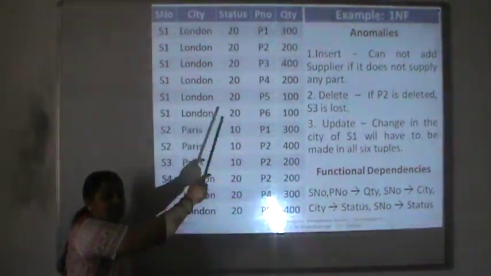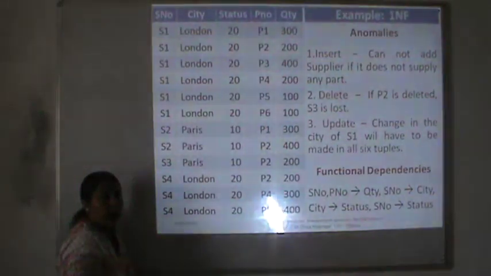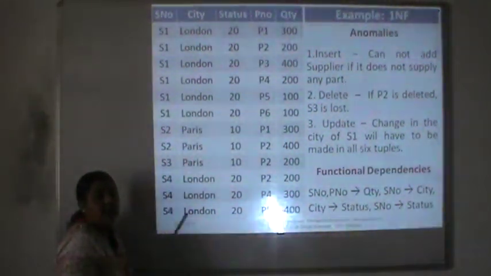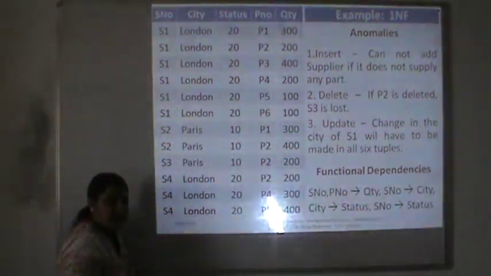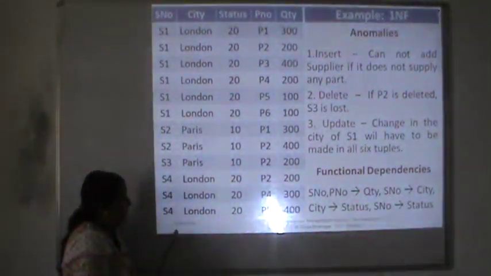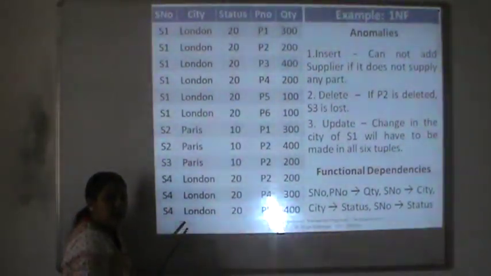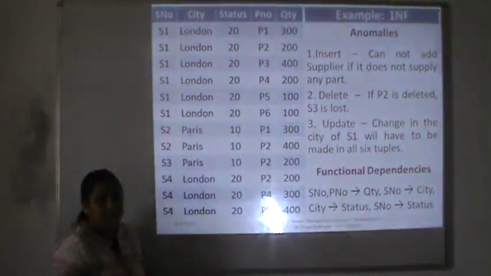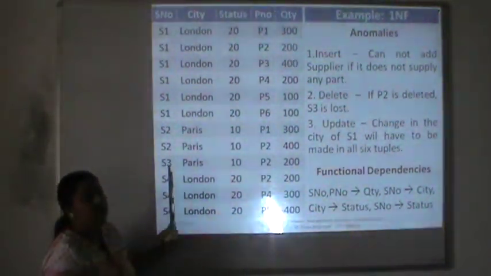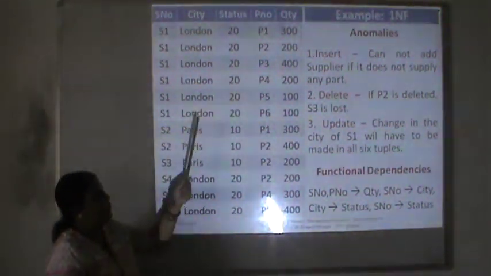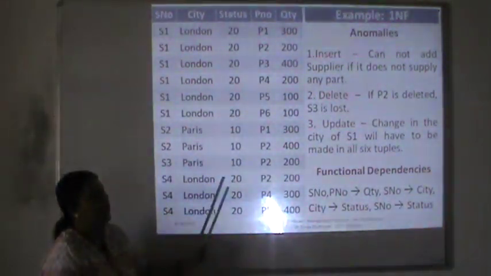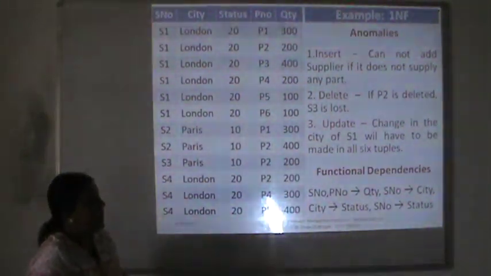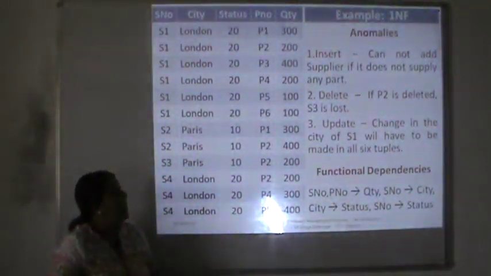So with this type of design, I cannot store the information of a city and its status unless some supplier resides in that city and supplies some part. So this was the insertion anomaly which we could find in this relational database design. Let us see if there is some deletion anomaly.